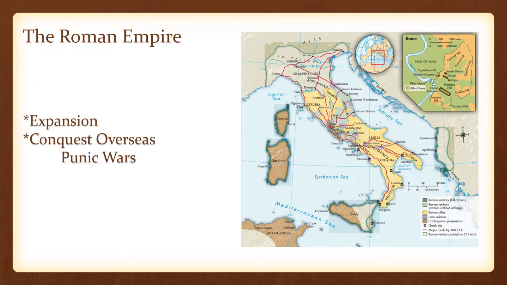In the beginning of the Roman Empire, expansion was the major influence to conquer land. It was through a conquest of overseas battles, like in the Punic Wars, where they were able to defeat and conquer territories throughout the Mediterranean and also to the east.